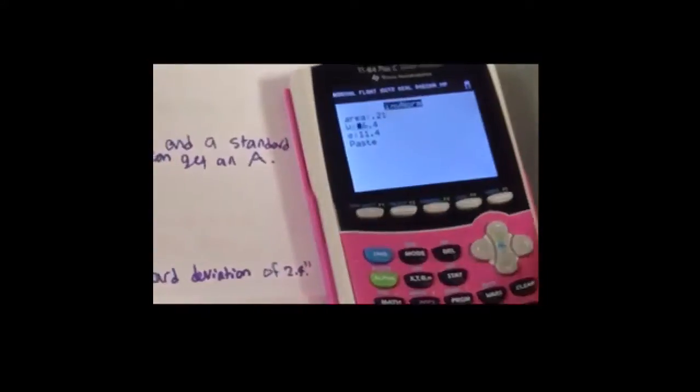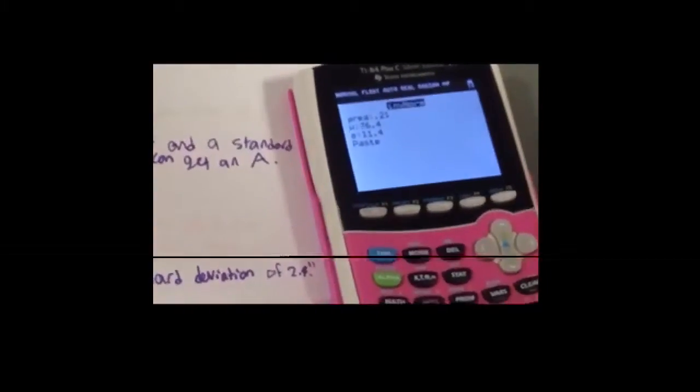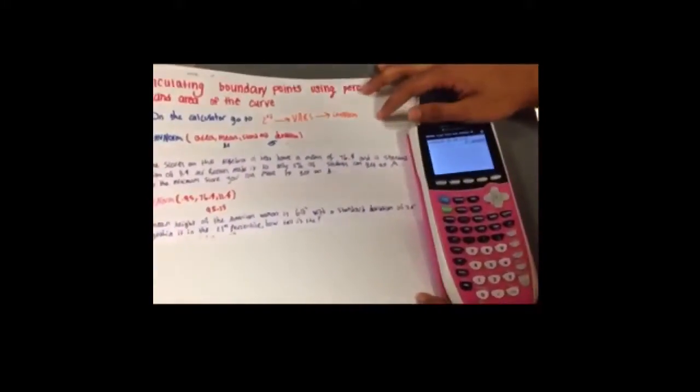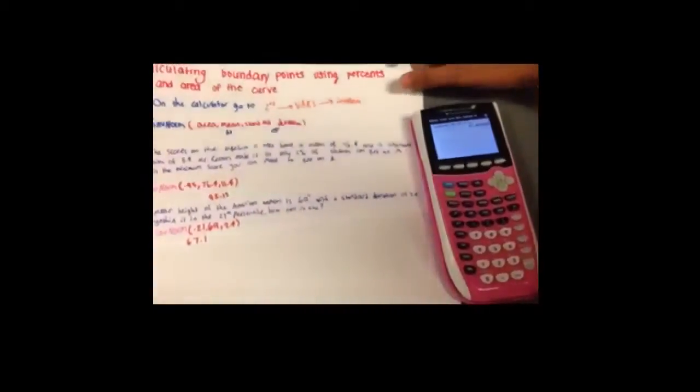Now let's go to the second example. The mean height of the American woman is 69 inches with a standard deviation of 2.4 inches. If Cynthia is in the 21st percentile, how tall is she? So right here, the area would be 0.21. The mean height is 69 and the standard deviation is 2.4. And she would be 67.1 inches tall.